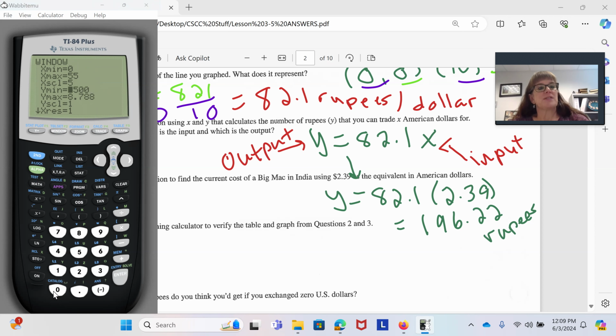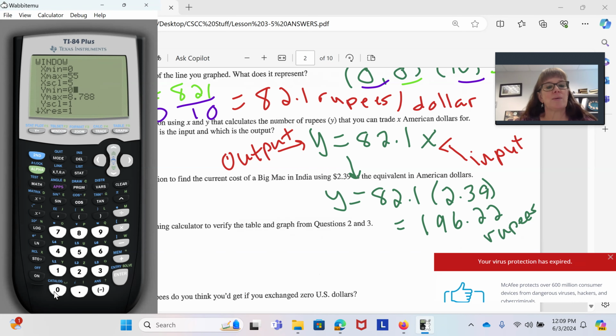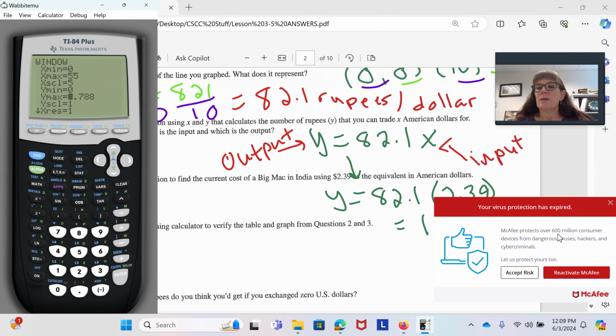My y's went from 0. Touch screens are sometimes frustrating. 0 to 4,500.